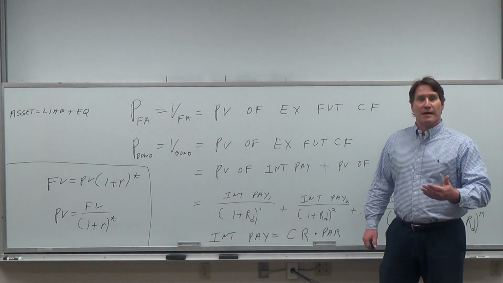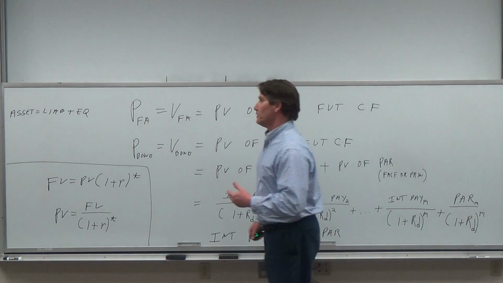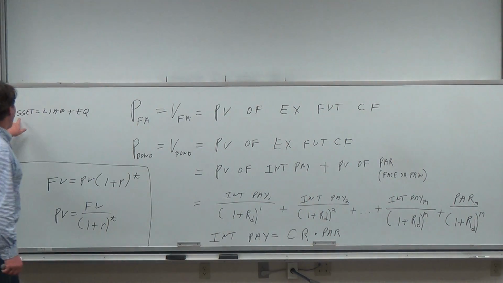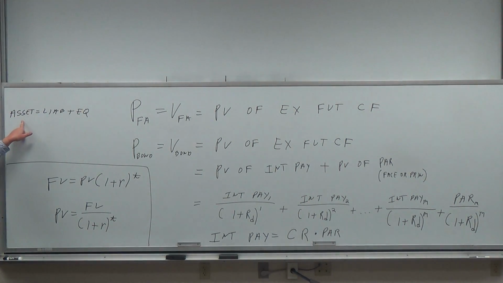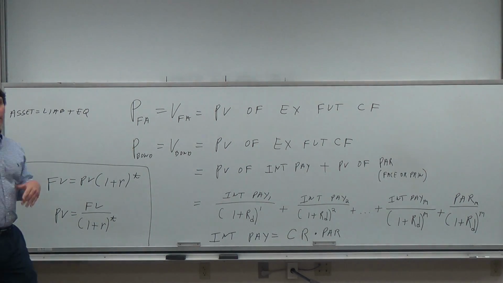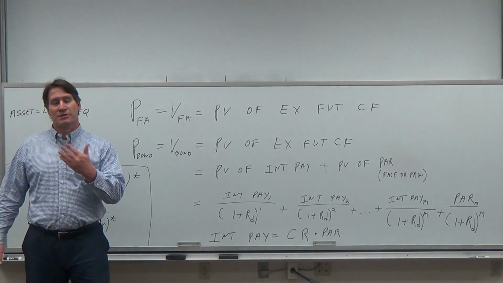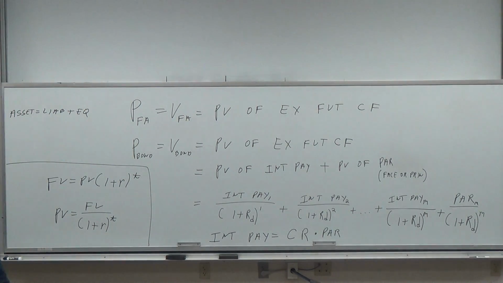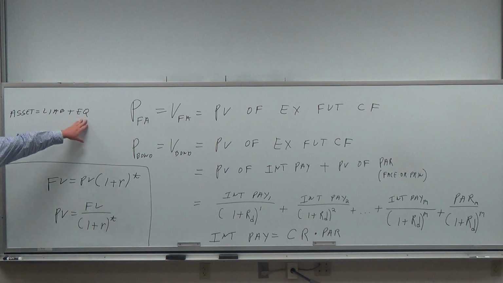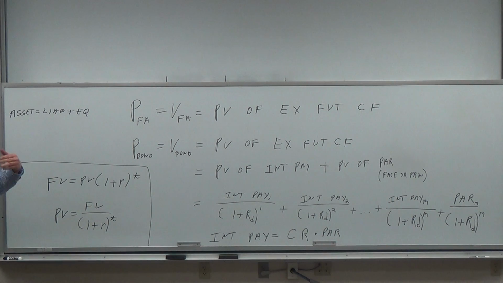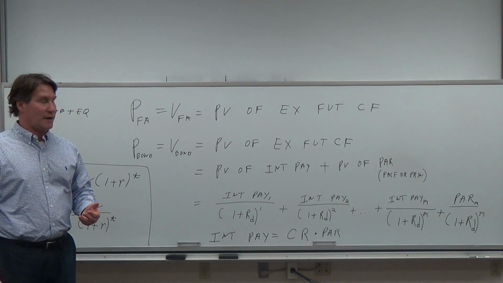Why do companies sell stock? They sell stock to raise money, to buy assets, to generate cash flows, to maximize shareholder wealth. The goal of management is to maximize shareholder wealth. Companies buy assets to generate cash flows to maximize shareholder wealth. So we want to price financial assets. Companies sell stock, companies sell bonds to buy assets to generate cash flows to maximize shareholder wealth.